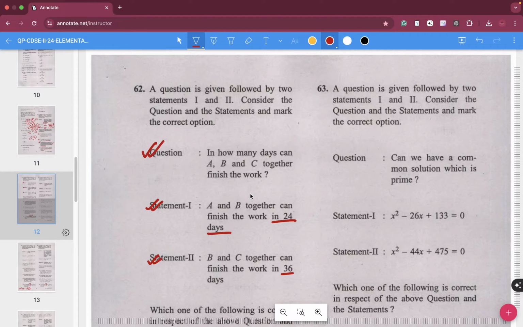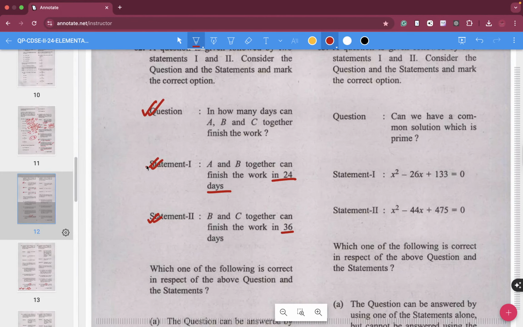Now, going on to this question: A and B together can finish the work in 24 days, and B and C together can finish it in 36 days. So can I assume the total work here is 72 units? Then A plus B together are doing 3 units per day. Either A does 1 unit and B does 2 units, which is the first case, or A does 2 units and B does 1 unit.